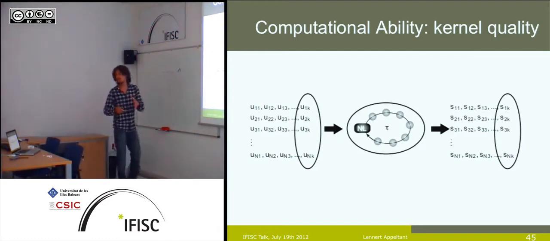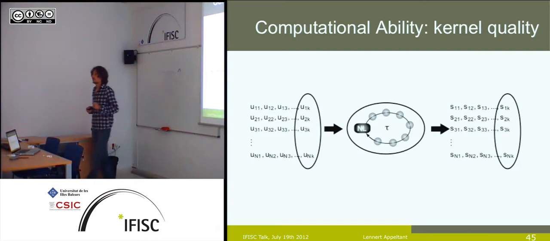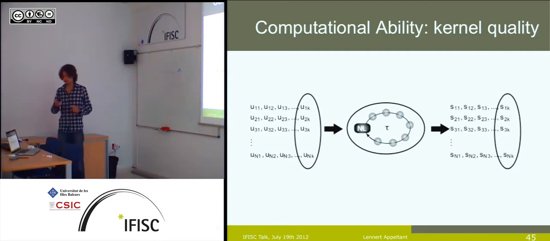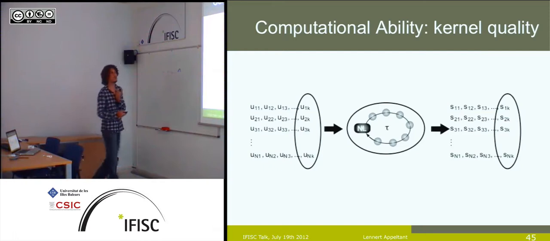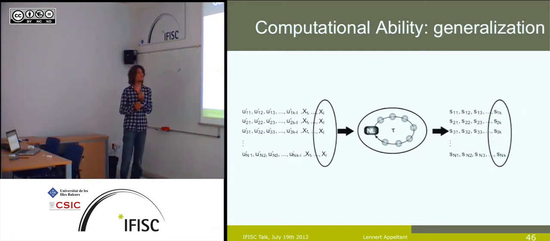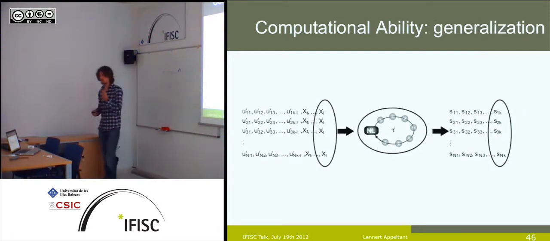We send in all these inputs, and we want to keep everything linearly independent. So the rank should be maximal. Now I said it had 2 sub-properties. This was the first one. The second one is generalization, because we want to be able to generalize.